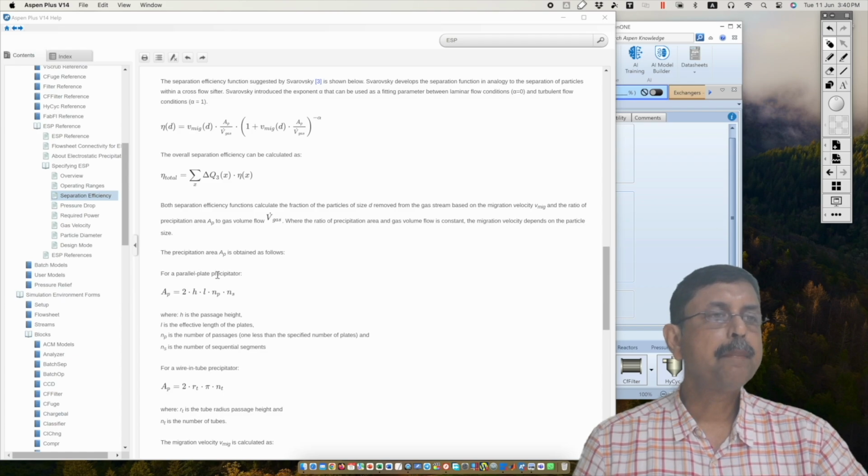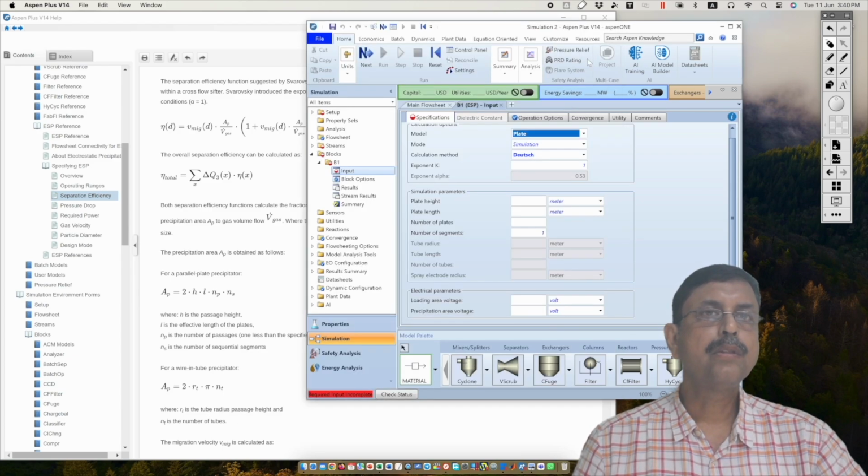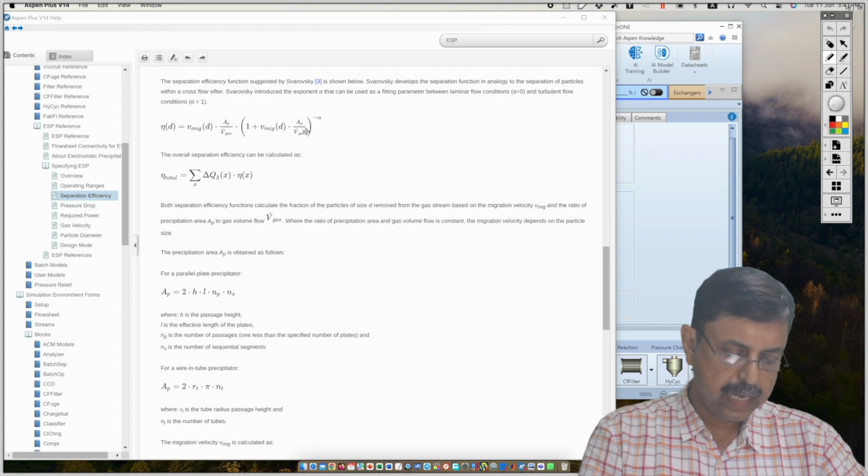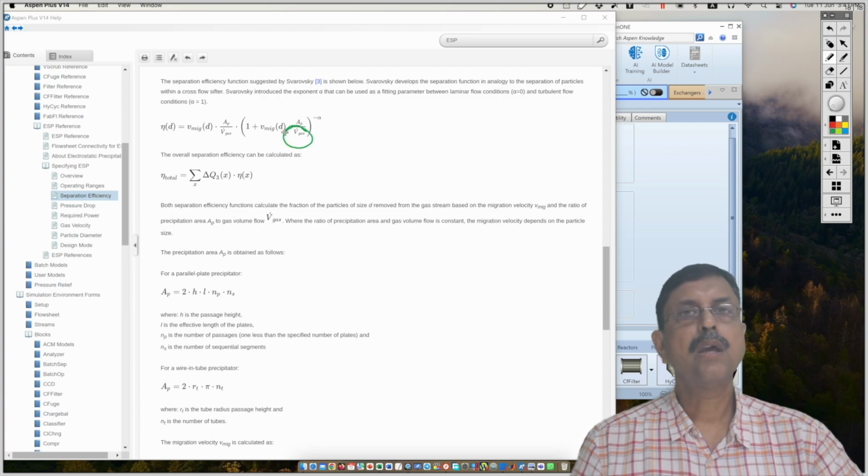So this is about the parallel plate precipitator. For wire in tube precipitator, the precipitation area is 2 into RT into pi into NT, where RT is the tube radius, NT is the number of tubes. So both you will specify over here, the number of tubes and the tube radius. So that's how you calculate AP. And V gas is the volumetric flow rate of gas.